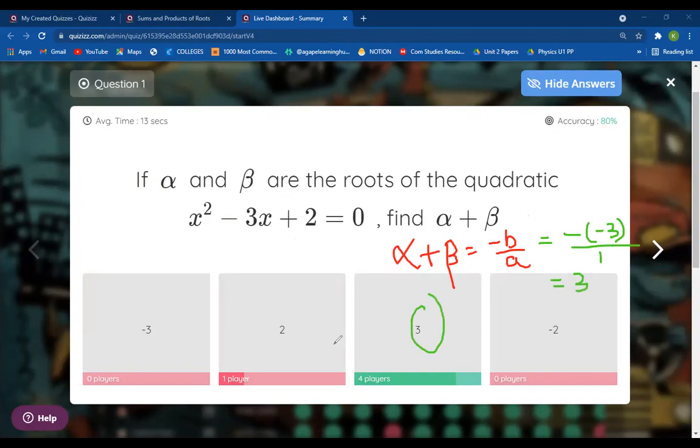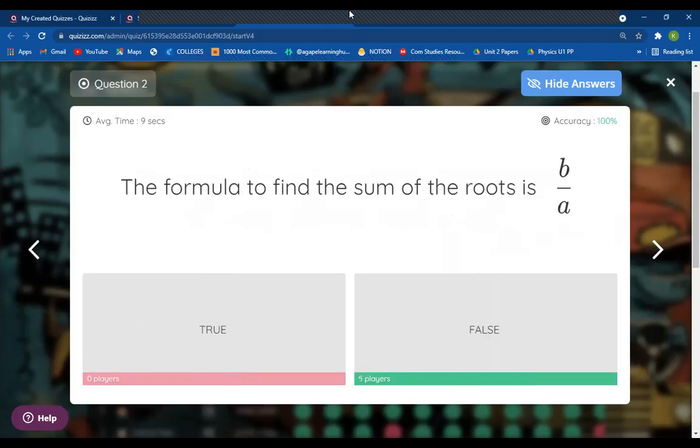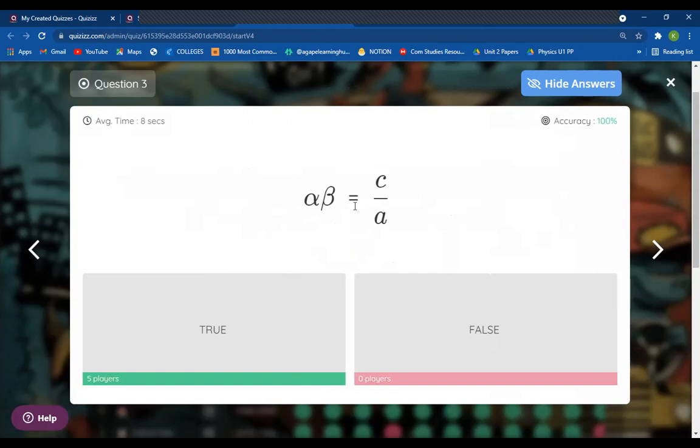Everybody understands that? Yes? No? Do it again? Yeah, miss, I got that. Okay. Next question. Okay, we just went through this one. Alpha plus beta is minus b on a, not just b on a. That's why the answer is false. Remember that. Alpha beta is c on a. So good job, everybody got that correct.